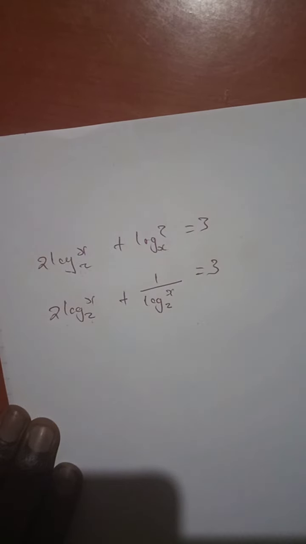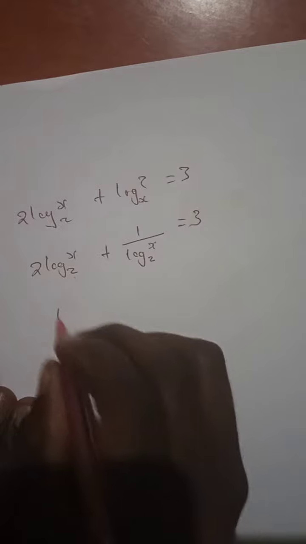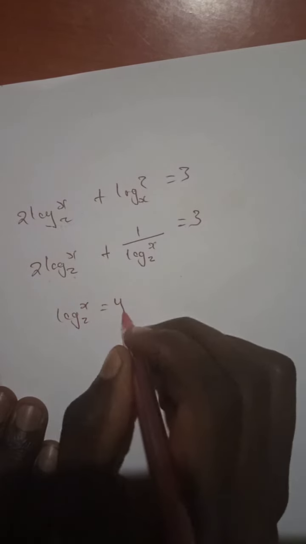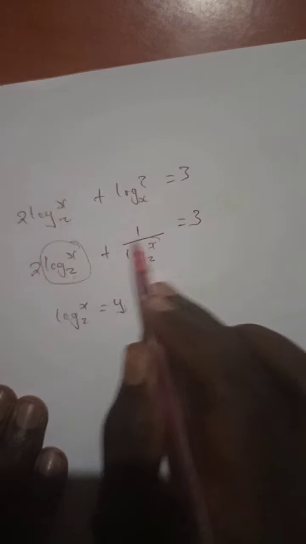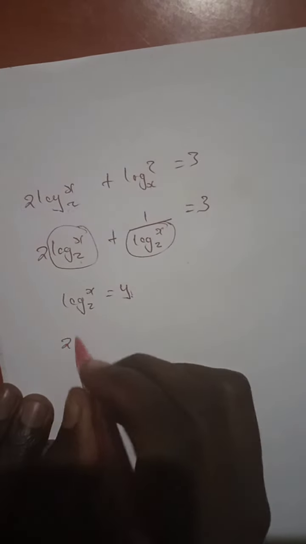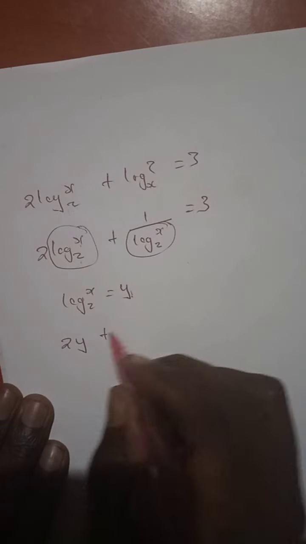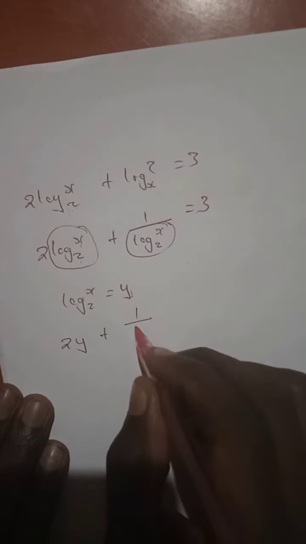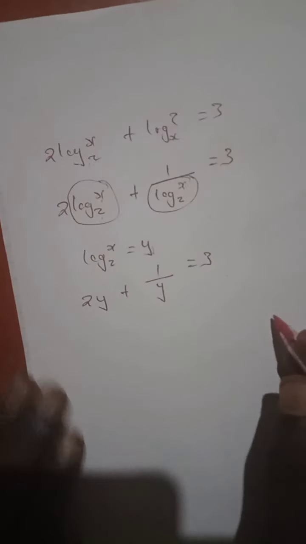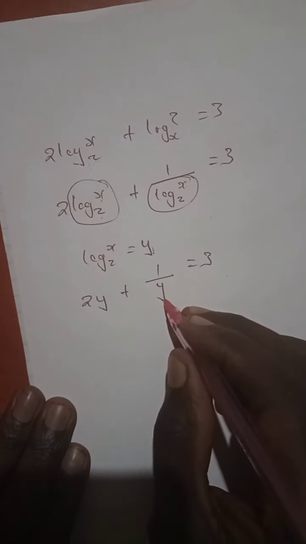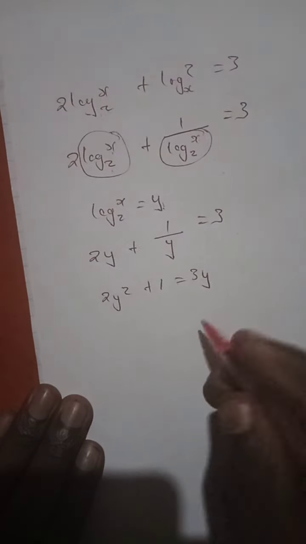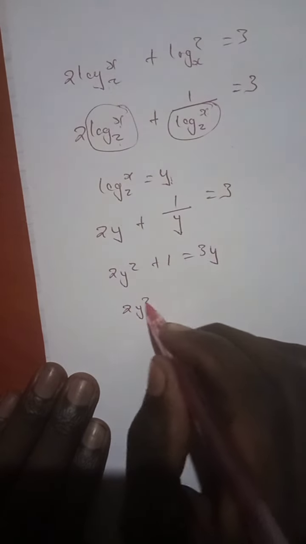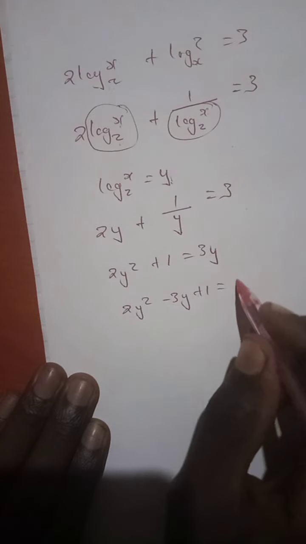Under this, we let log x to base 2 be a number, maybe y. Letting it be y, we replace the log with y, so that we end up with 2 times y, plus 1 over y, is equal to 3. Multiplying both sides by y to remove the denominator gives 2y squared plus 1 is equal to 3y. Collecting to form a quadratic equation gives 2y squared minus 3y plus 1 is equal to 0.